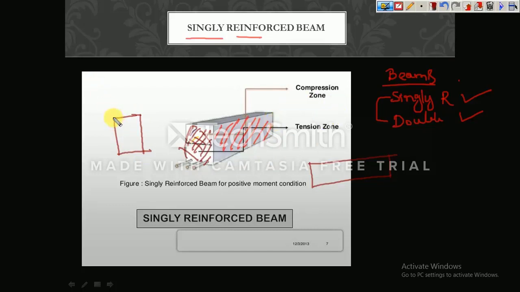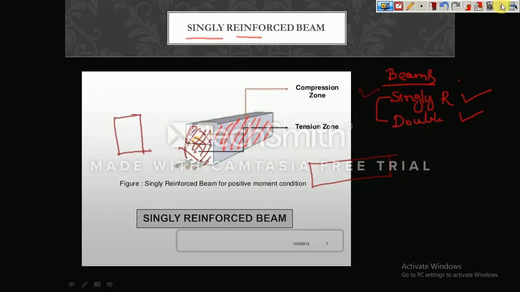While designing the beam, I will make use of the two names: one is longitudinal section and the other is cross section. So I'm just showing you in the 3D diagram. Be familiar with what is the difference between the cross section and the longitudinal section. Fine. So then what is a singly reinforced beam?